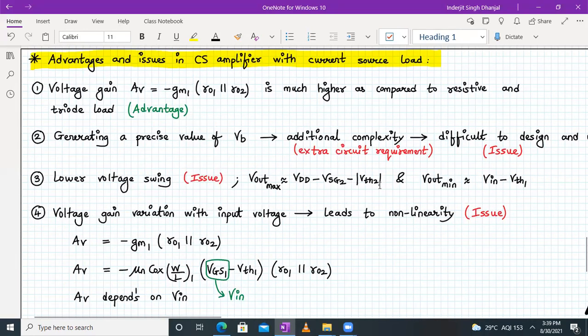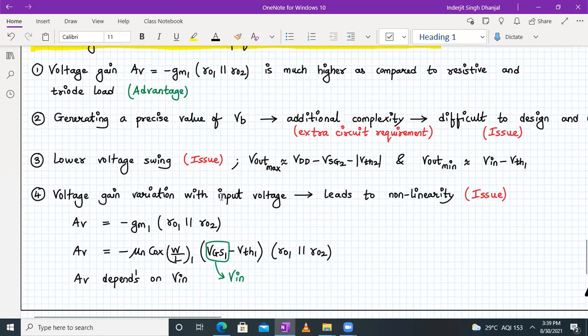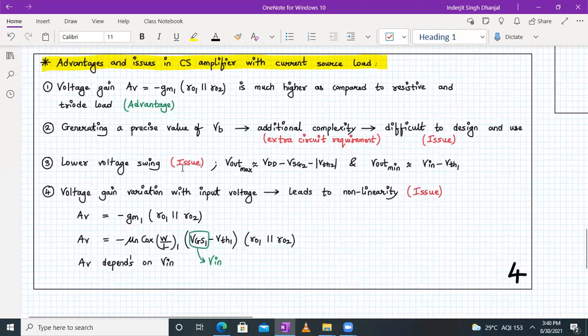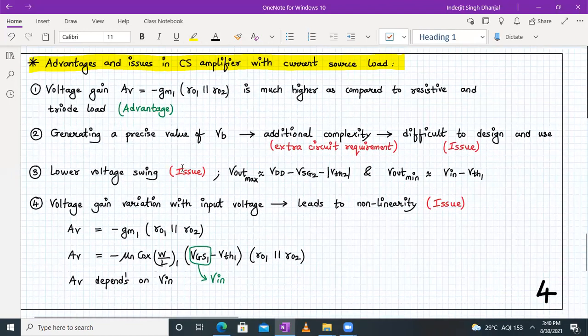The only advantage over here is that the gain is higher, but we require a precise value of VB, which is a bias voltage. It has a lower voltage swing, and there is a problem of gain variation with input voltage, which can lead to non-linearity. Okay, so we have come to the end of this session. So have a look at the advantages and issues in common source amplifier with current source load, and then we will be ending today's session.